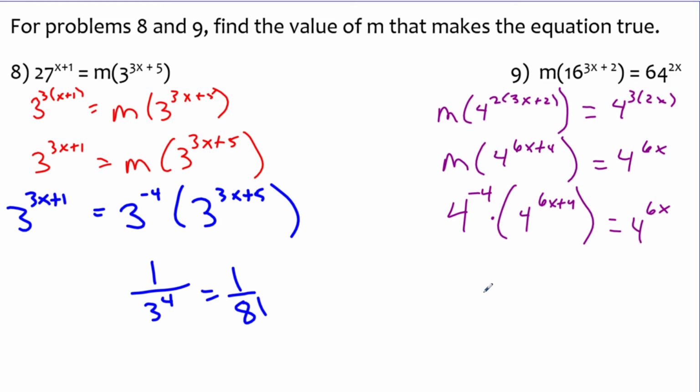So my m value is 4 to the negative 4, which is really 1 over 4 to the 4th. 4 to the 4th power is 256. Okay, so I'm going to say in this case 1 over 256 is the m value that I need for this equation to be true.